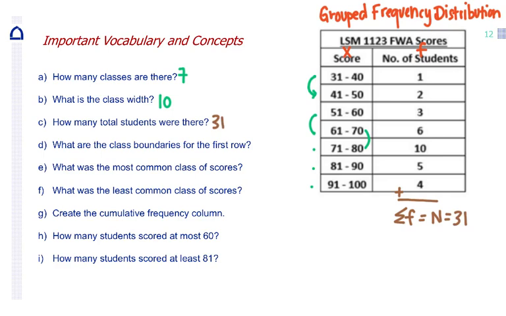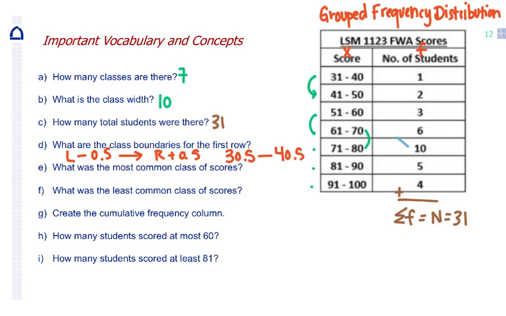What are the class boundaries? Now remember, class boundaries are there to make sure there are no gaps. So for example, if someone scored 40.2 on his test, we would need to know where to put him in which row. So the way you do the class boundary is you take the leftmost data point in that row in that class and you subtract 0.5. And then you take the rightmost data point and you add 0.5. So for the first row, it would be 30.5 up until 40.5.